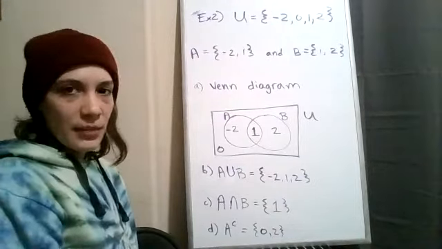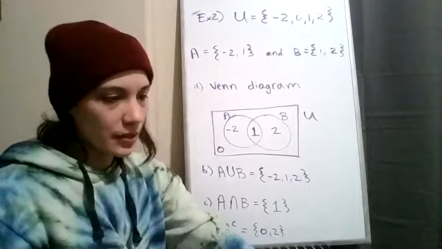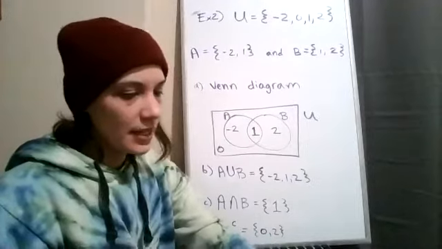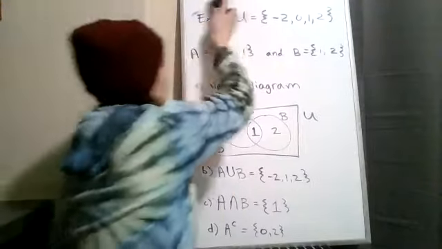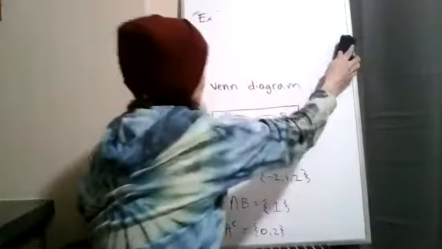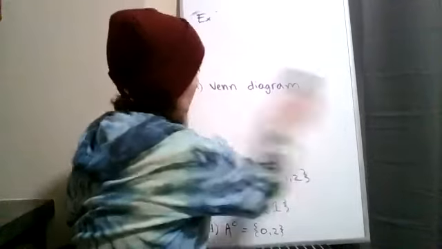All right, we're going to switch it up. It's the same kind of stuff, but instead of numbers, we're going to use letters. So your universe has A, B, C, D, E, F, G. Let's go like this.